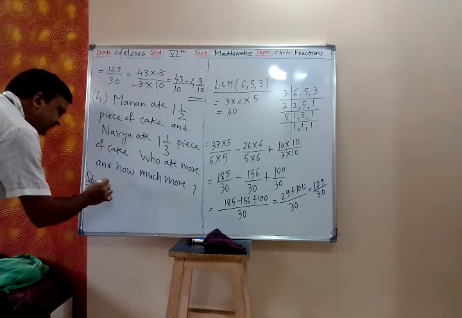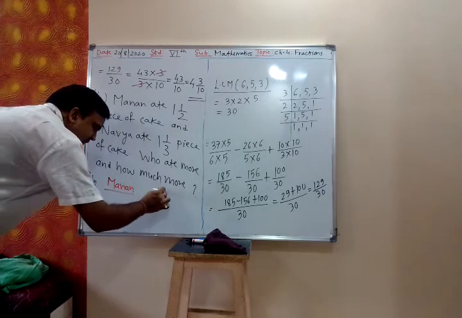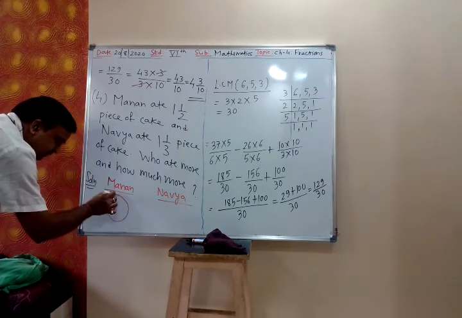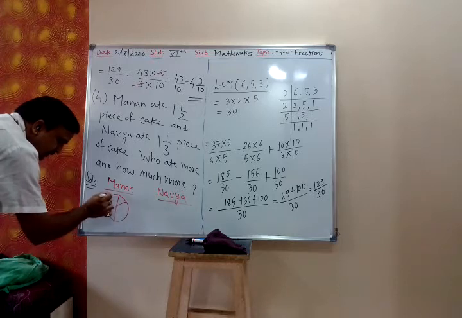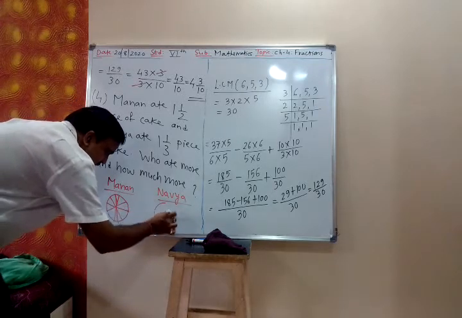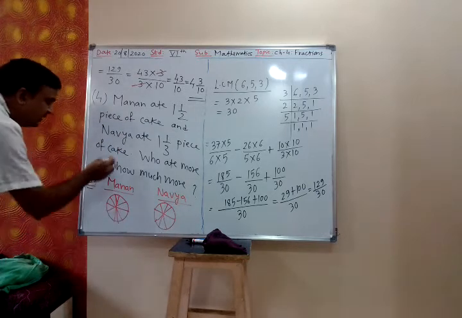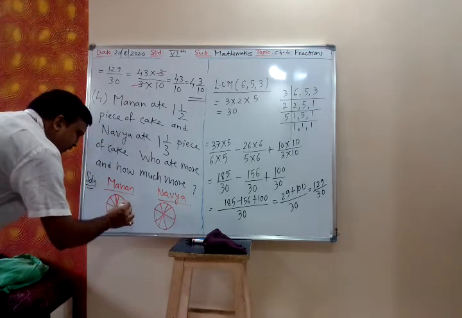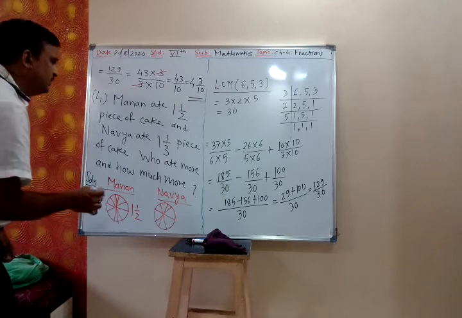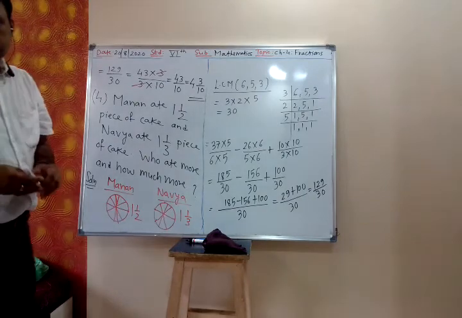So now there are two persons, Manan and Navya. There are two children, Manan and Navya. This is a piece of cake. Just draw this, 5, 6 lines. This is Manan ate 1 and 1 by 2, and Navya ate 1 and 1 by 3 piece of cake. Who ate more?